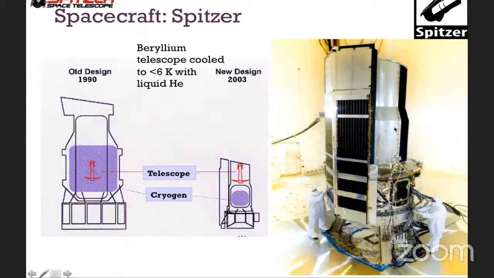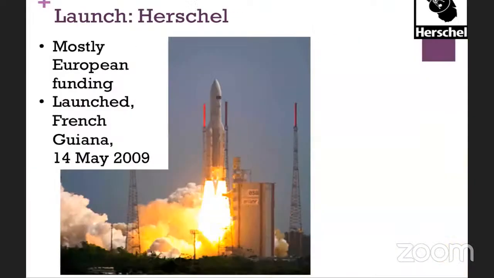When we had liquid helium on board, the cryogen in here, the telescope, which is made entirely out of beryllium, was cooled down to less than 6 Kelvin. But now that there's no more helium, it has to passively cool, and it does so pretty well. It's not very warm, but it's still too warm for most of the channels on Spitzer. The shortest two channels of Spitzer, like the shortest two channels of WISE, are about 3.5 and 4.5 microns, and those are still working because the passive cooling of the spacecraft is still possible.